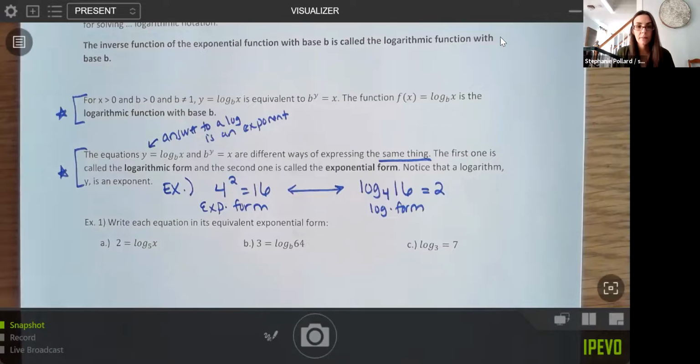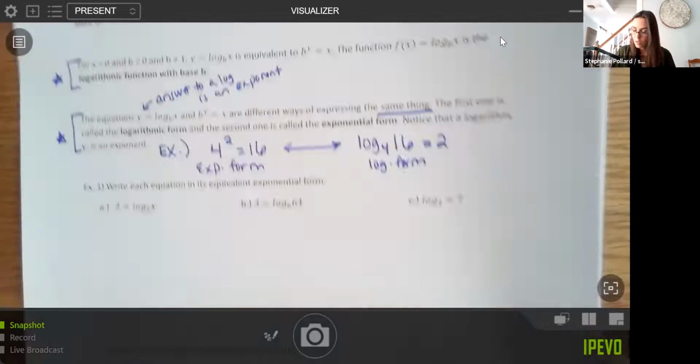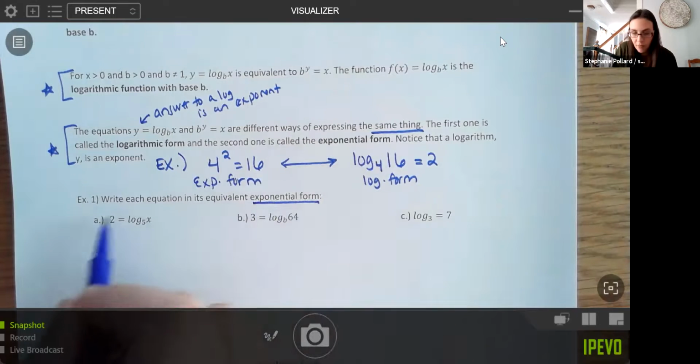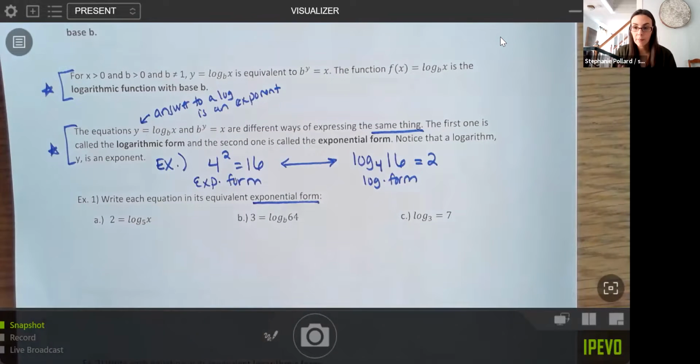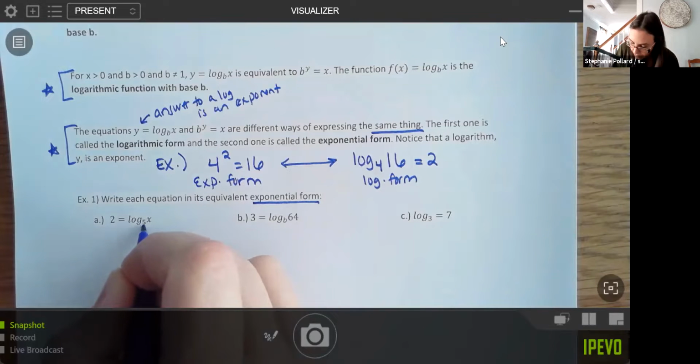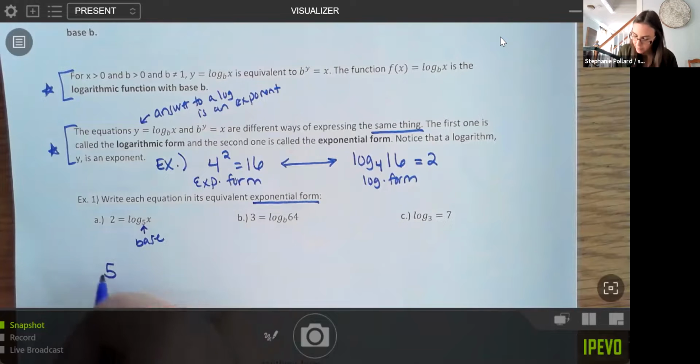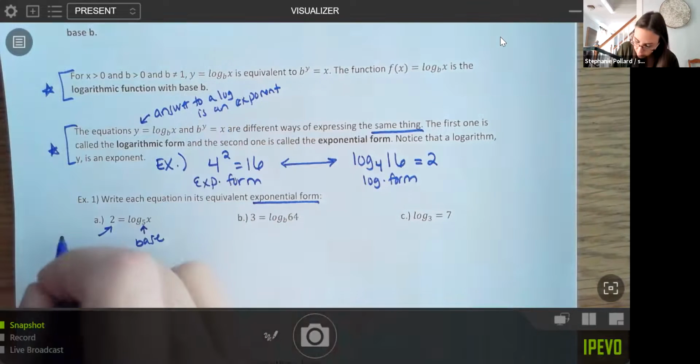So let's do some practice. We're going to write each equation in its equivalent exponential form. Here you have the log form and you want the exponential form. The two things that really help me: one is that the base is always the same. So the base in the exponential and the base in the log are going to be the same. Here, that 5 is going to be your base. And then in the log form, remember the answer is the exponent.